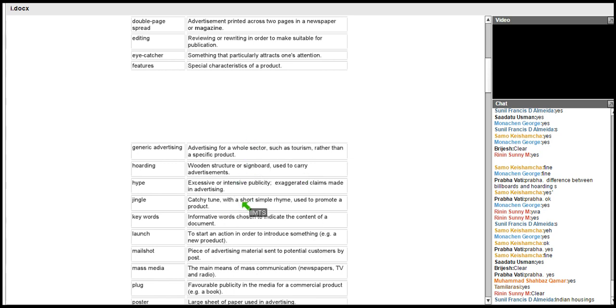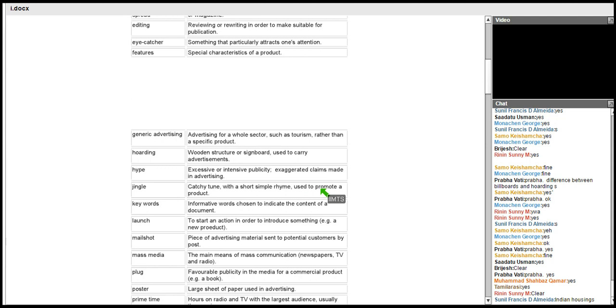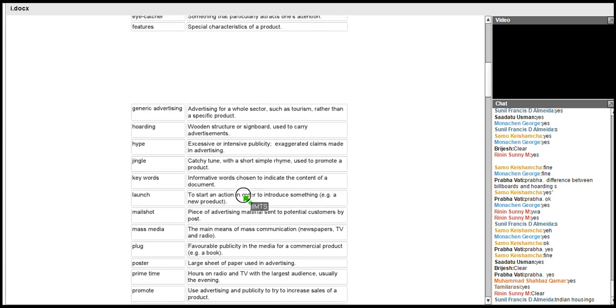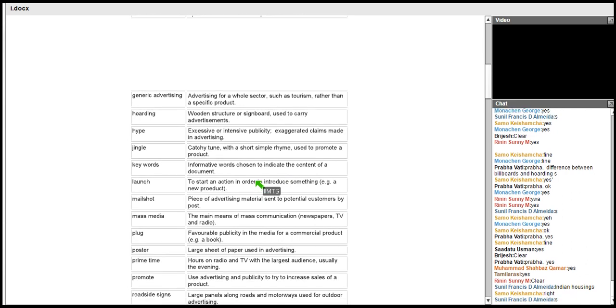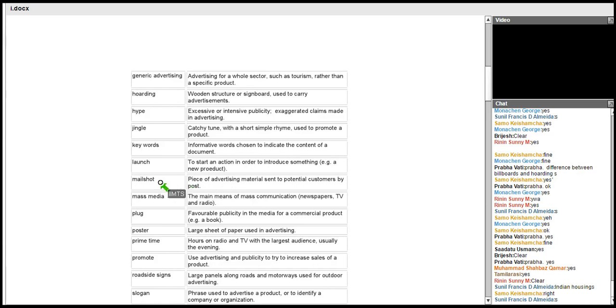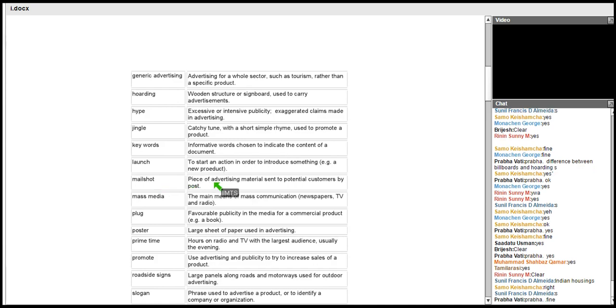Jingle: catchy tune with a short simple rhyme used to promote a product, right? Keyword: informative words chosen to indicate the content of a document. Launch: to start an action in order to introduce something. Example, a new product. We launch a new product in the market, right? Mail shot: piece of advertising material sent to potential customers by post.